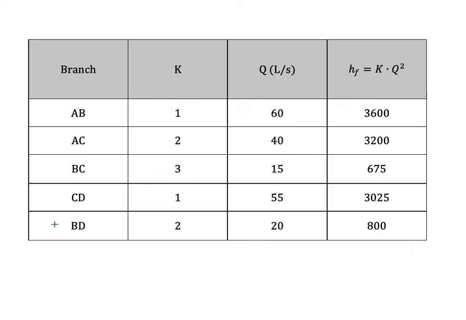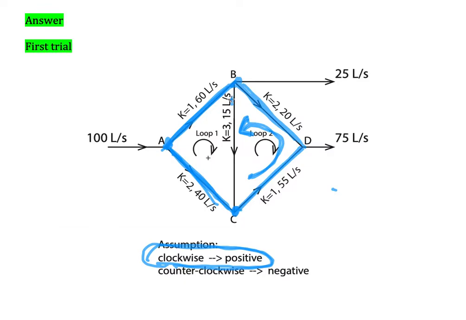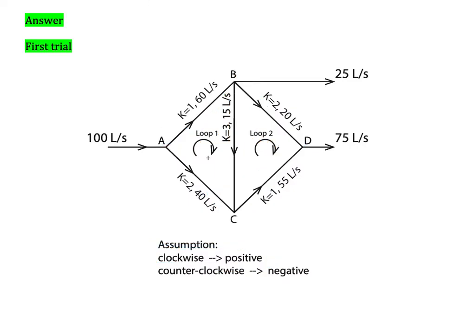So BC here is actually a very unique junction because it stays in the middle. And then it is shared with loop 1 and loop 2. So what we do is we need to calculate both sides. For example here, the flow is like this. This flow will create clockwise for loop 1, but this direction will create counterclockwise for loop 2.